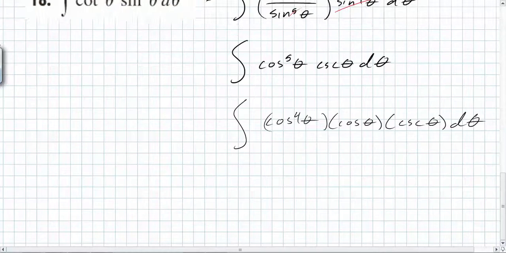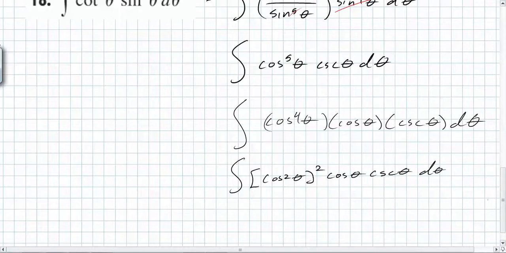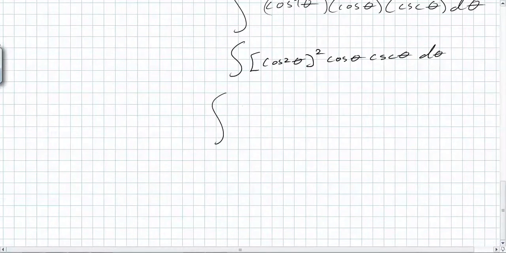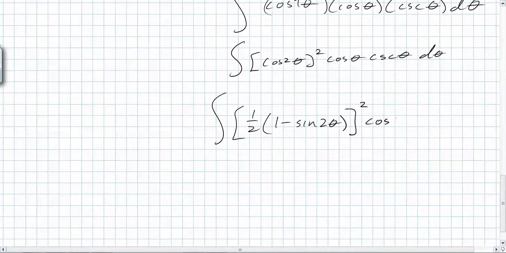Cosine squared, right. So now we have cosine squared theta squared times cosine theta times cosecant theta d theta. But what is cosine squared? 1/2 of what? 1 minus sine of what? Isn't it sine of 2 theta? That's the whole point, right? Yep, 2 theta. And we're going to have to do what to that? Square it times what? Cosine theta times cosecant theta d theta.